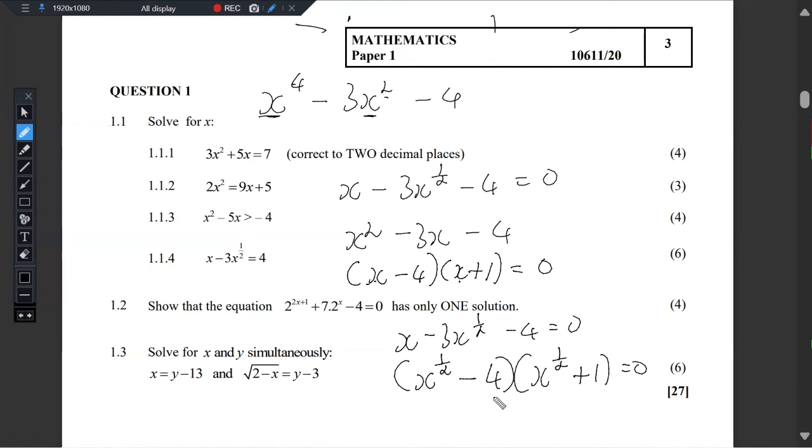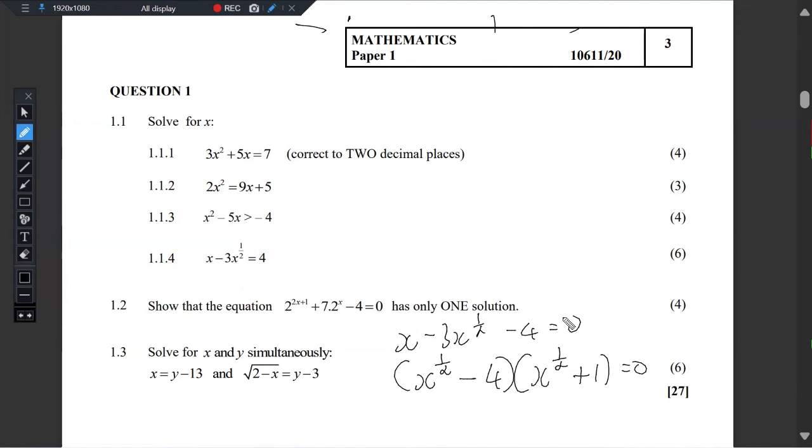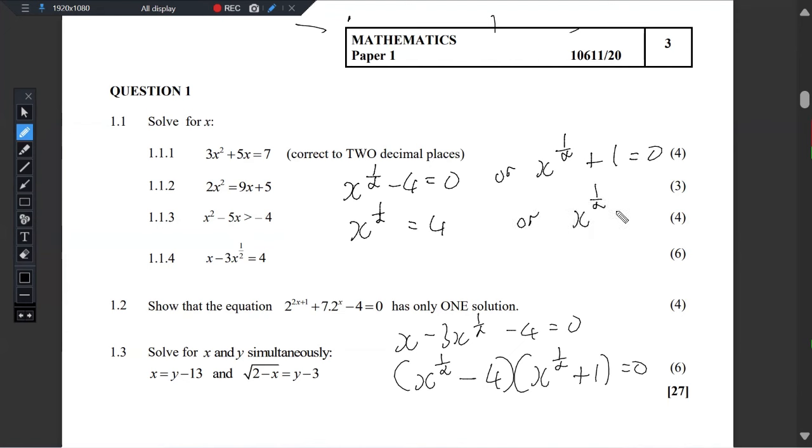From here, you can choose to just go like this. Let me just erase here. You can choose to have this equated to 0, or x to the exponent of 1/2 plus 1 equated to 0. Now this will be x to the exponent of 1/2 is equal to 4, or x to the exponent of 1/2 is equal to -1. Then to get rid of the 1/2 here, you can just raise both sides to the reciprocal of the exponent, which is 2. And then obviously you'll be left with x.